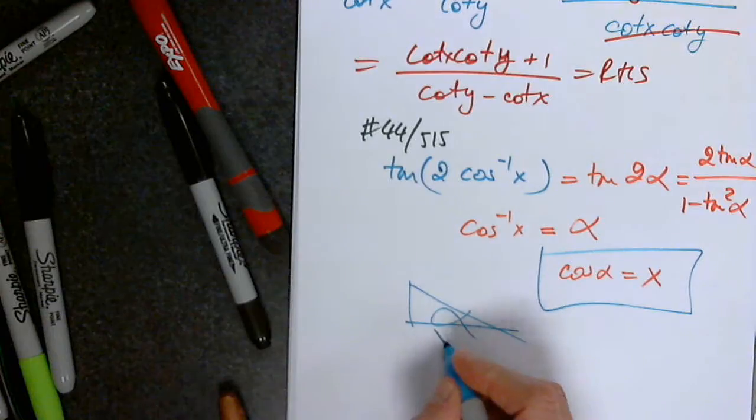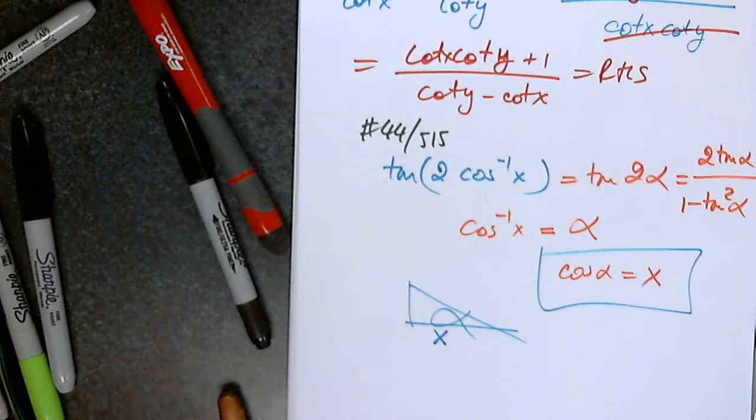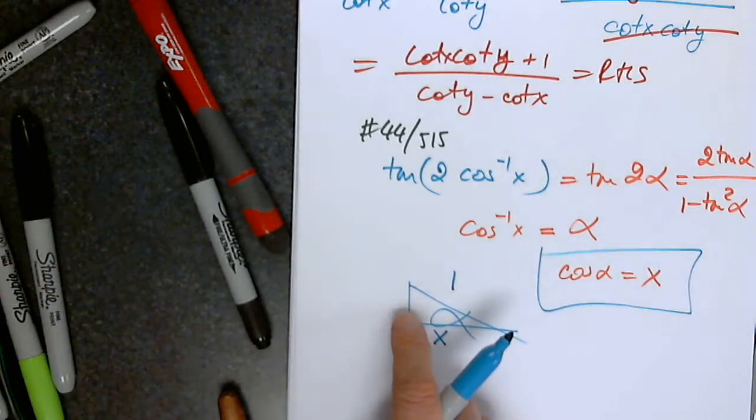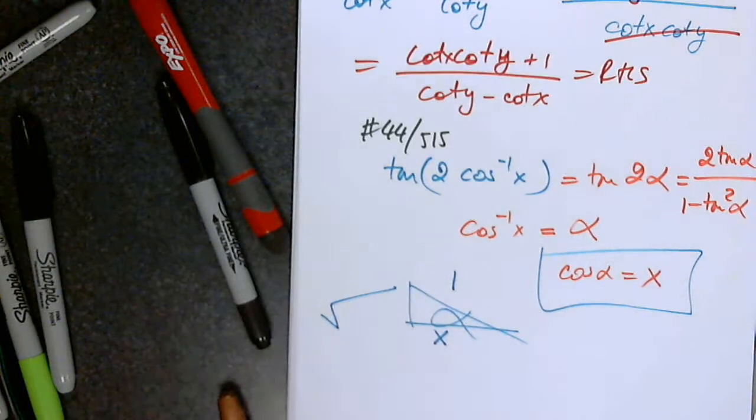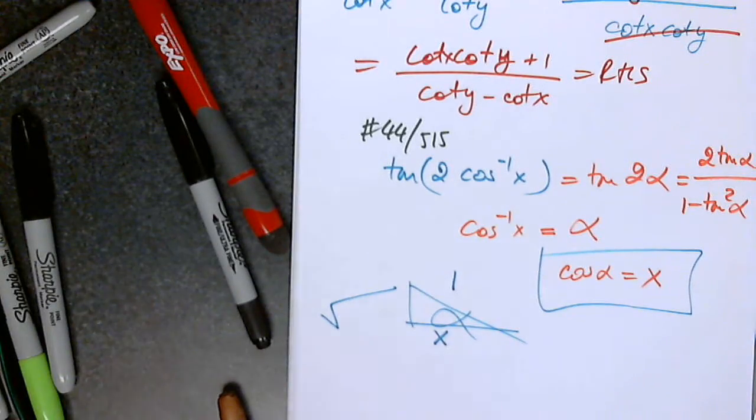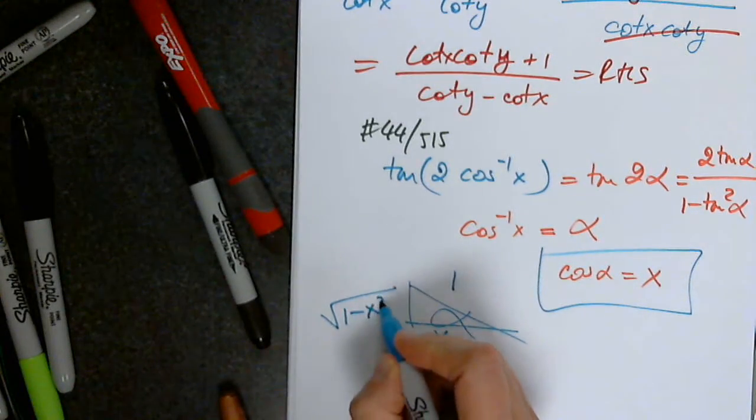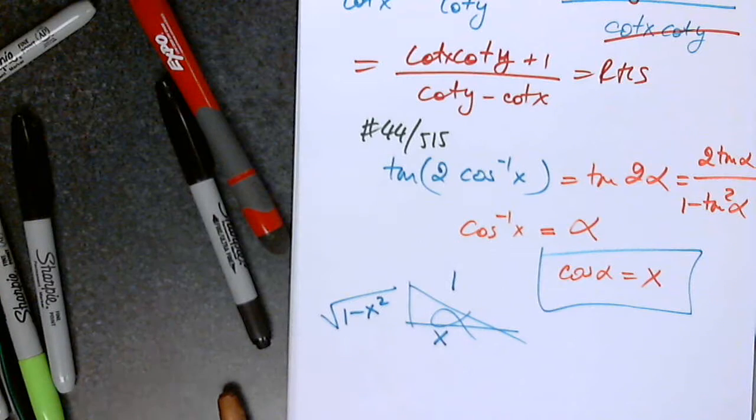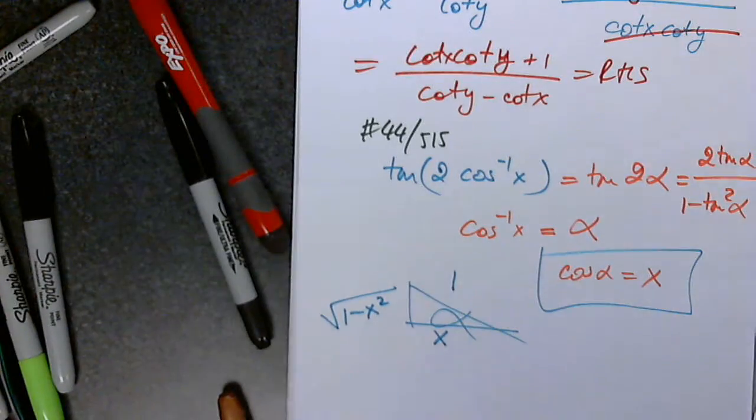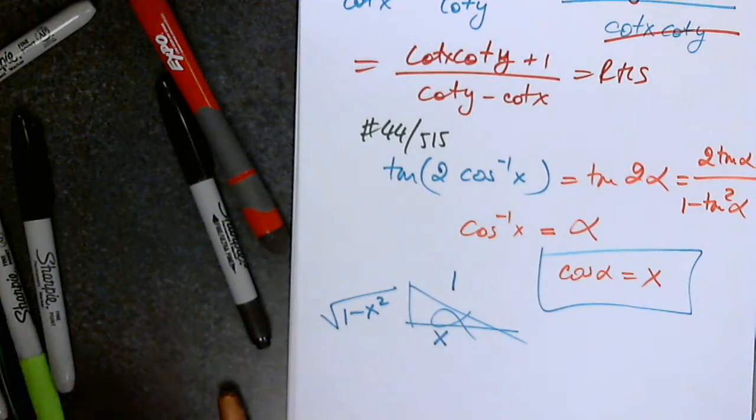Adjacent. Which one is 1? Fine. Exactly. Therefore, the other leg is the square root of x squared plus 1. Careful, from the hypotenuse squared. Exactly. So now all I have to do is find tangent here for alpha. How much is tangent alpha?